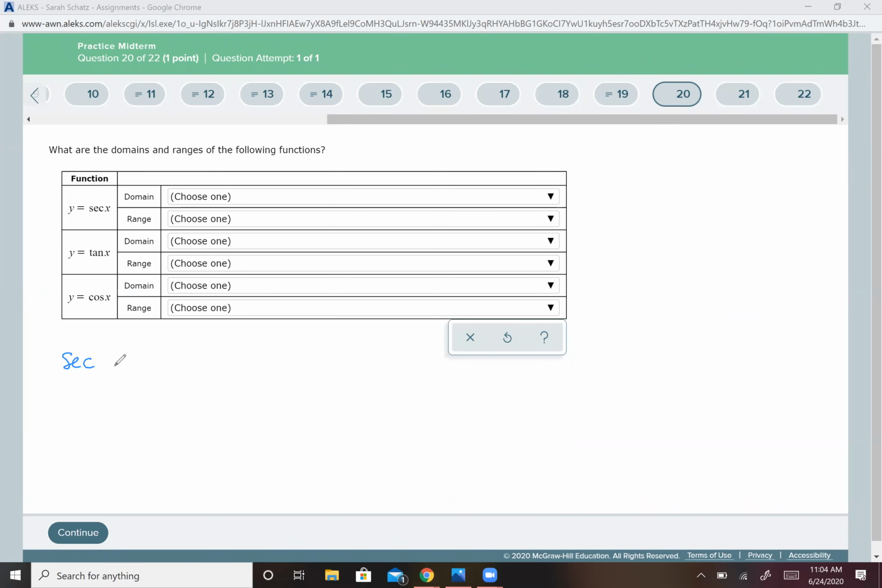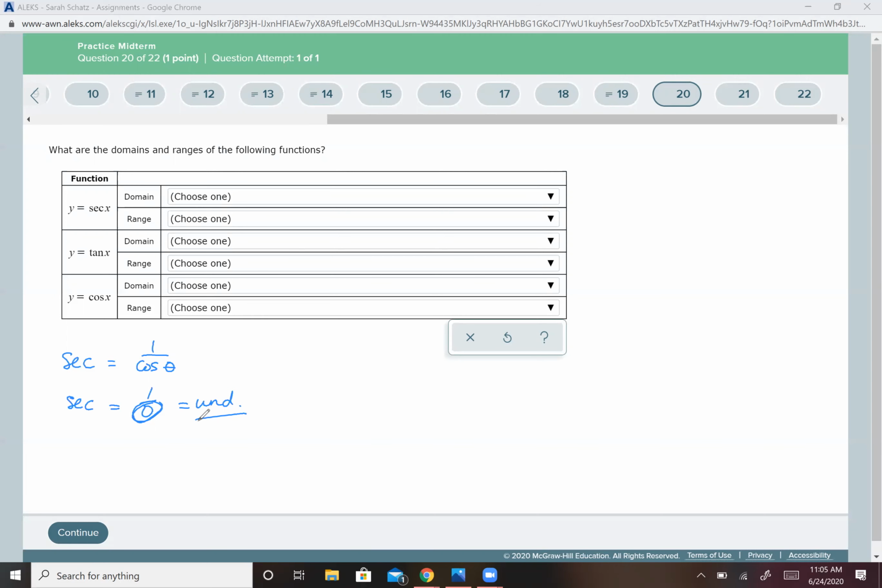So what is secant in x, y, and r terms? Well, I'm going to do secant equals 1 over cosine. That's how I'm going to look at it. So secant being 1 over cosine, where would it be undefined? Well, if cosine ever equals 0, secant would be undefined. So my domain needs to be everything except those places where cosine equals 0.